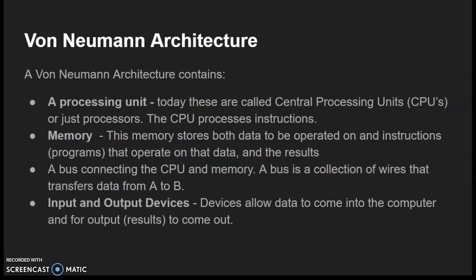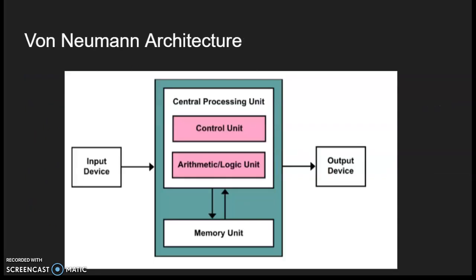And input and output devices. If you look all around you, you've got input and output devices. You've got your keyboards and your mouse, which are great examples of input devices. You've got your output devices, which are monitors and printers, and various other examples. They're the devices that allow data to come into the computer and the output to come out.